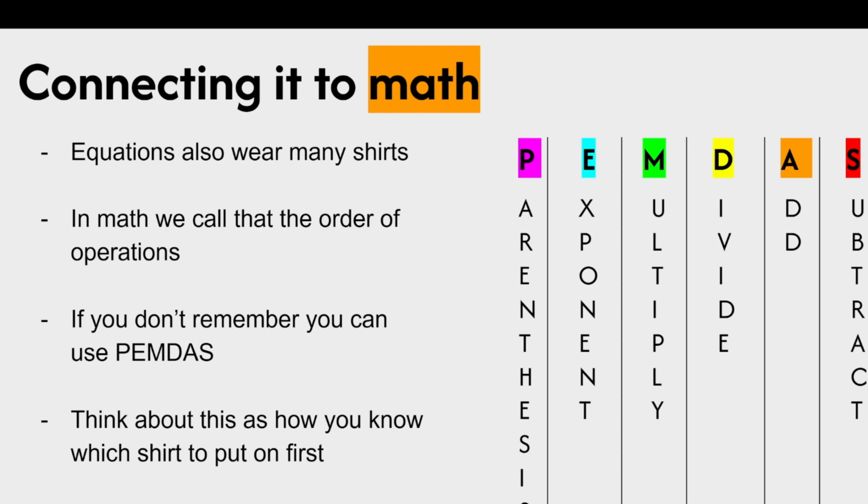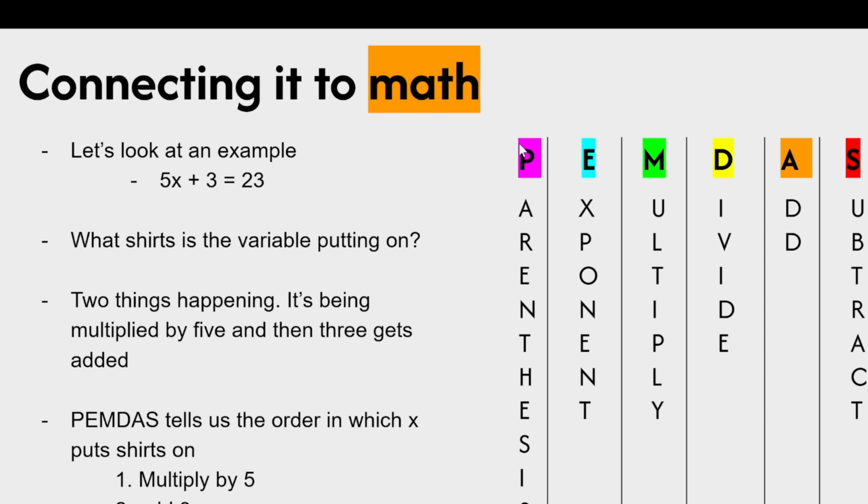So in math, equations also wear a bunch of different shirts. The way that we can think of how those shirts get put on, the way that your friend puts on the shirts, if he's an equation, is the order of operations. If you don't remember, you can use this, which is PEMDAS. This is telling you which things happen first, which shirts you put on first. So the first thing that the equation is going to put on is this, then it goes this, then this, then this. We're really only going to be looking at this part today. We're going to look a little bit more at this in our next video.